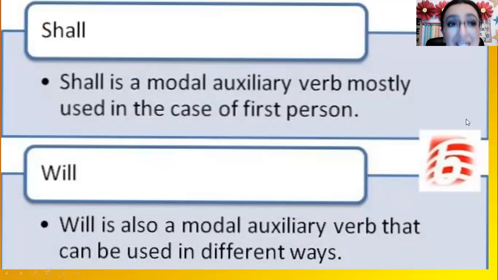Shall is a modal auxiliary verb, mostly used in the case of first person. And will is also a modal auxiliary verb that can be used in different ways.